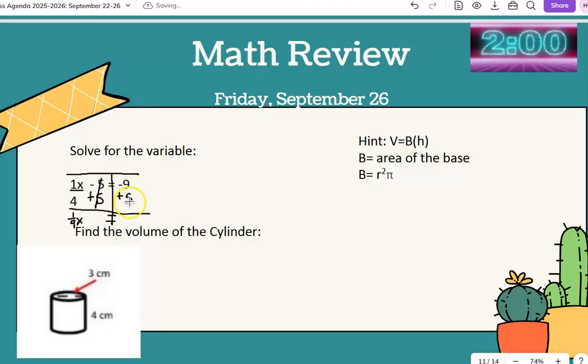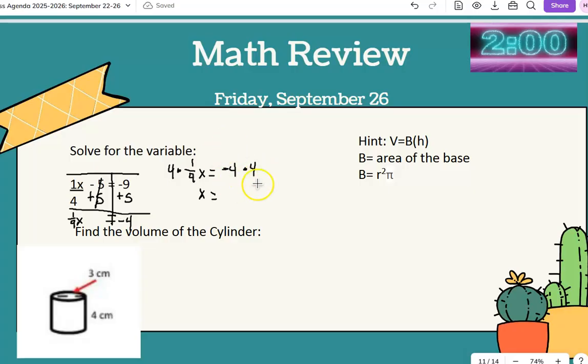If you owe me $9 and you give me $5, you still owe me 4. My signs are not the same. I have a negative and a positive, therefore I'll subtract. 9 minus 5 is 4. And I have more negatives than I have positives, so it's -4. I'm left with 1/4 x equals -4. I'm going to multiply both sides by 4.